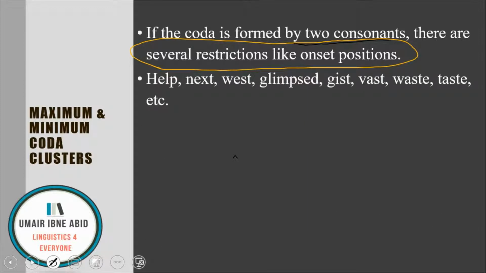I am just giving you a few examples, like help. In help we have l p at the end. In west we have s t at the end. In gist we have s t at the end. In vast, once again s t. In waste, once again s t. And in taste, once again s t. So two consonants at coda positions.